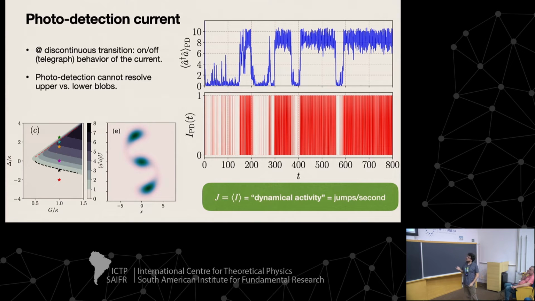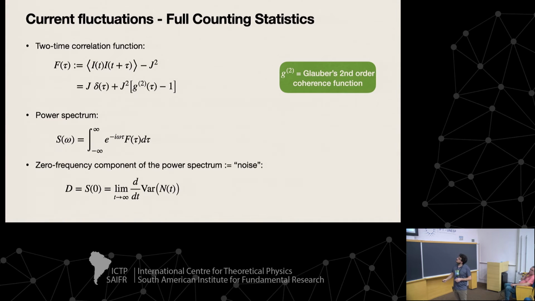And so if you take this and you integrate this over time, you can get what we call the dynamical activity, which is just the jumps per second. So the average current would just give you how many jumps per second are happening here. But this is not as illuminating, because the average doesn't tell you about this very interesting structure, that you have dark and bright periods happening in succession. And this is closely related to the Wigner function, as I will discuss. So to see that, we need to look at 2-point correlation functions.